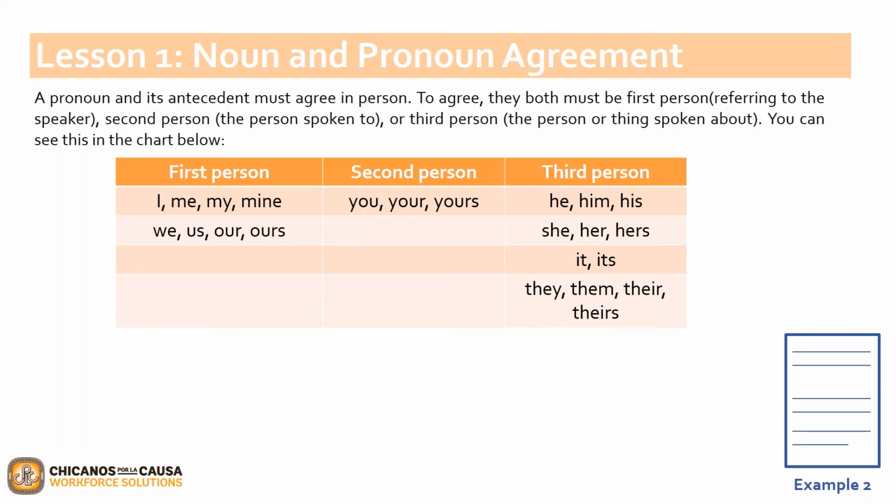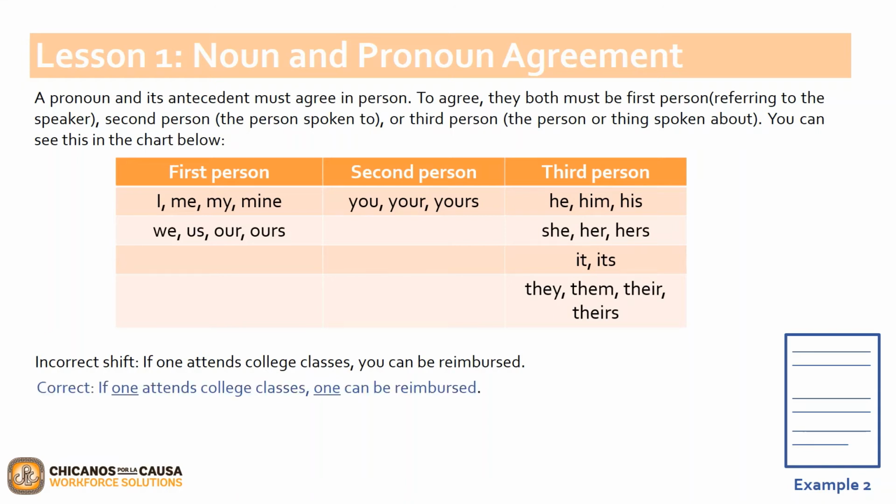A common error in writing, and one that is tested on the Reasoning Through Language Arts test, is an incorrect shift between the third person one and the second person you. For example, the following sentence is an incorrect shift: "If one attends college classes, you can be reimbursed." A correct way you can write the sentence would be, "If one attends college classes, one can be reimbursed." Another way you would correctly write this sentence would be, "If you attend college classes, you can be reimbursed."